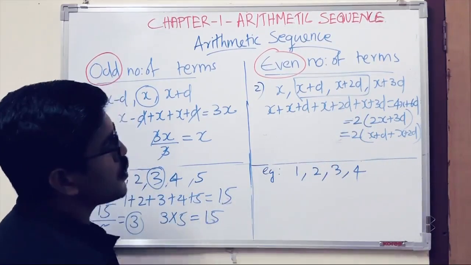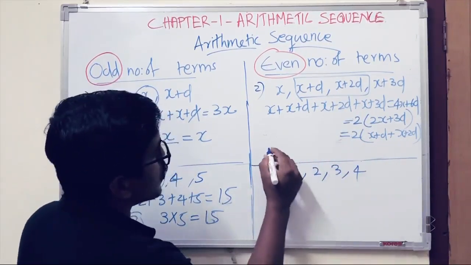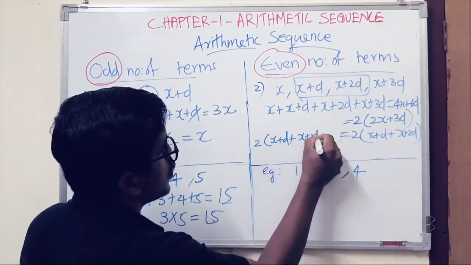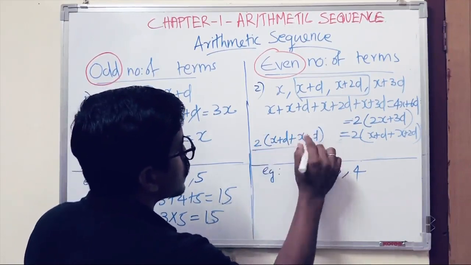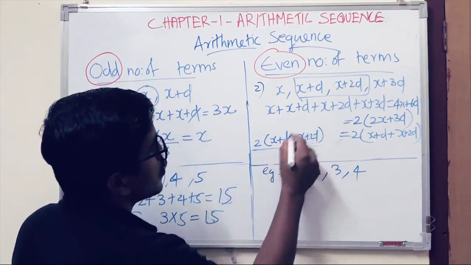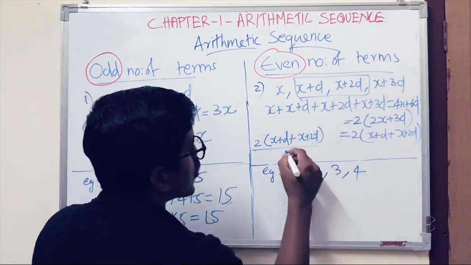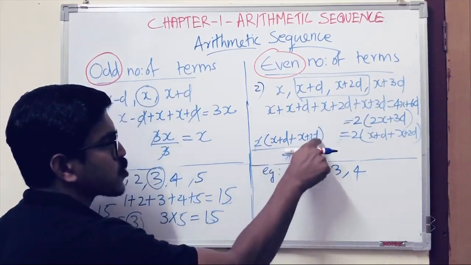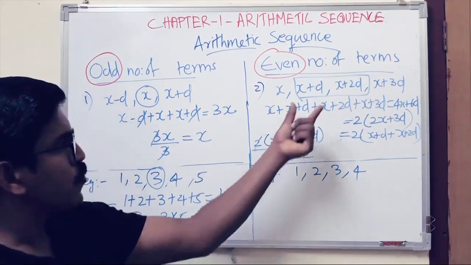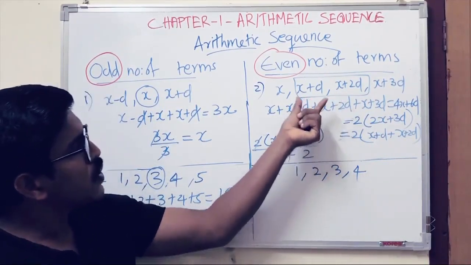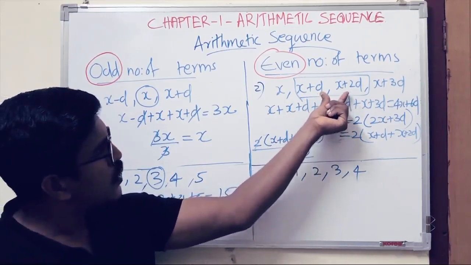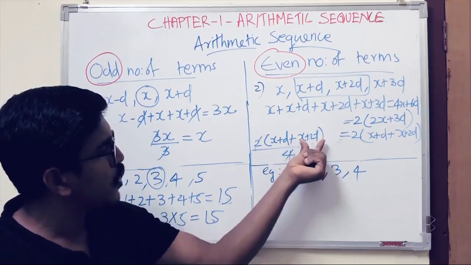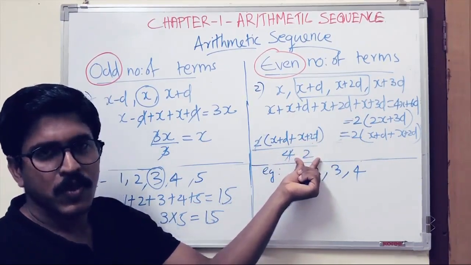Okay, and if you are taking the average, here I can write x plus d plus x plus 2d divided by how many terms? 1, 2, 3, 4 terms are here. So the average is x plus d plus x plus 2d, by 2. So if you are taking the average, then we are getting the average of the center numbers, that is x plus d plus x plus 2d, by 2.